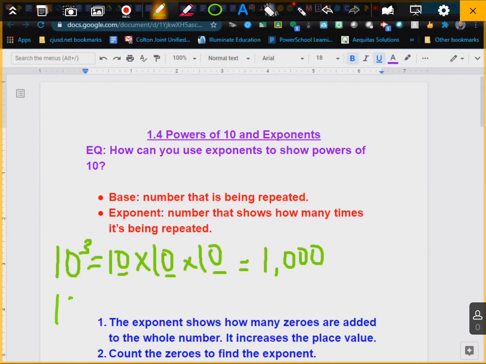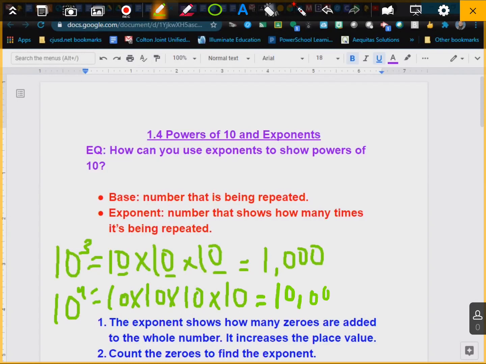10 to the fourth power would be 10 times 10 times 10 times 10, and there's 4 zeros there. And that would make it 10,000. 10 to the second power is the same as 10 times 10, which would make it 100. 10 to the first power is the same as just 10, so it's 10. And 10 to the 0 power is 1.